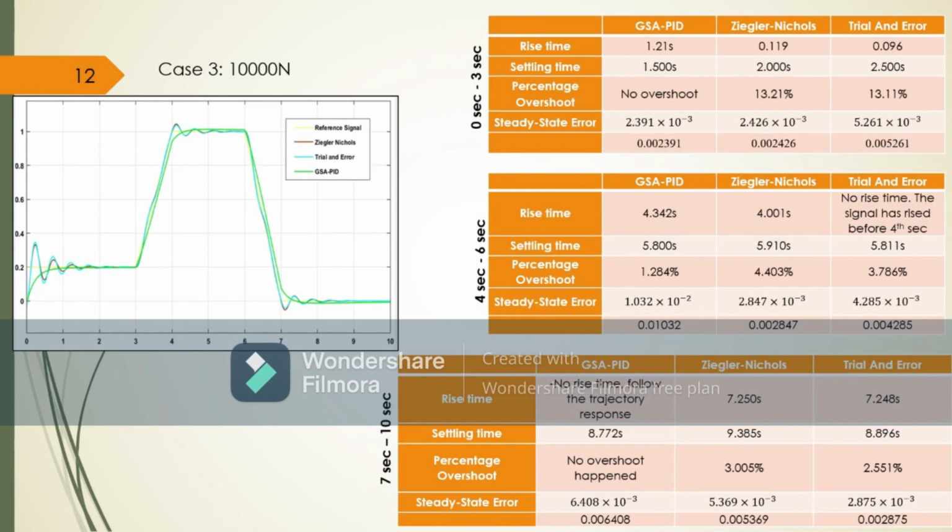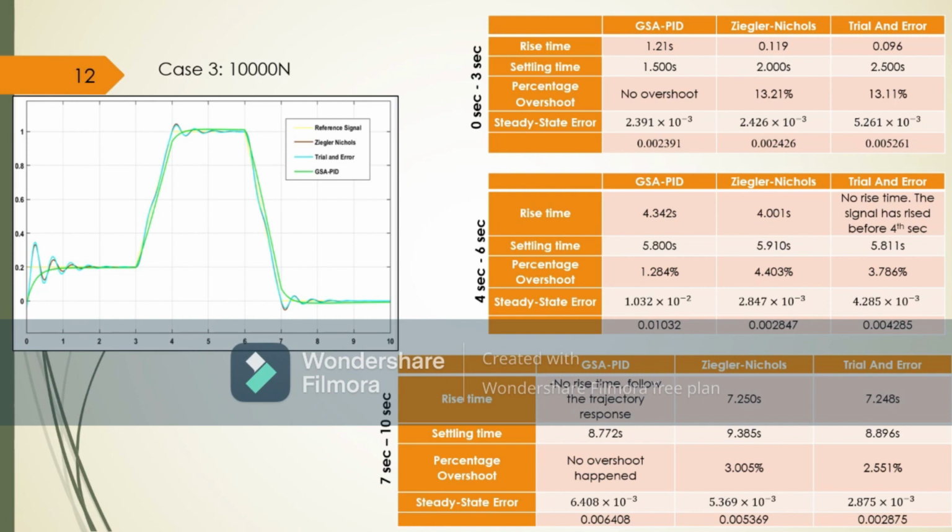Based on the table, the GSA PID produced the optimum performance when the 10,000 Newton is injected into the system. This is because GSA PID has a fast settling time at every point, which is 1.5 second, 5.8 second, and 8.72 second. At the beginning of the simulation from 0 second to 3 second, the GSA produced no overshoot by following the reference signal, and lower steady state error is produced.